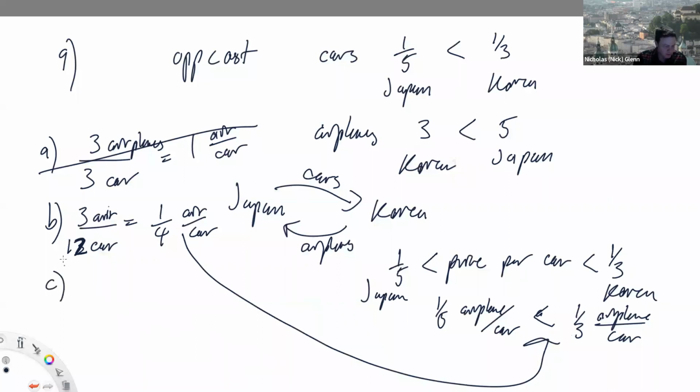What about C? Well, we already know it's going to be B, but let's just do C and show what's wrong with it. 5 airplanes, 12 cars. Well, we know 1/3 here from Korea is the same as 4 per 12. Let's erase this right here. Sorry.